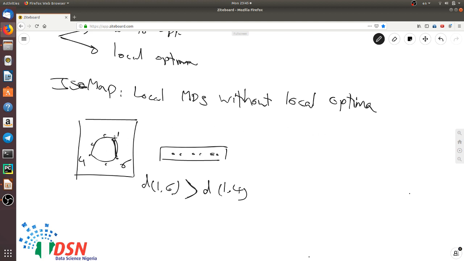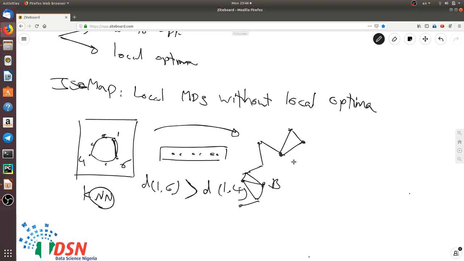Let's say, in this case, for each point we create a graph by choosing the k nearest neighbors of each data point. So let's say after creating the neighborhood graph, we have something like this. And let's say this is B and this is A.